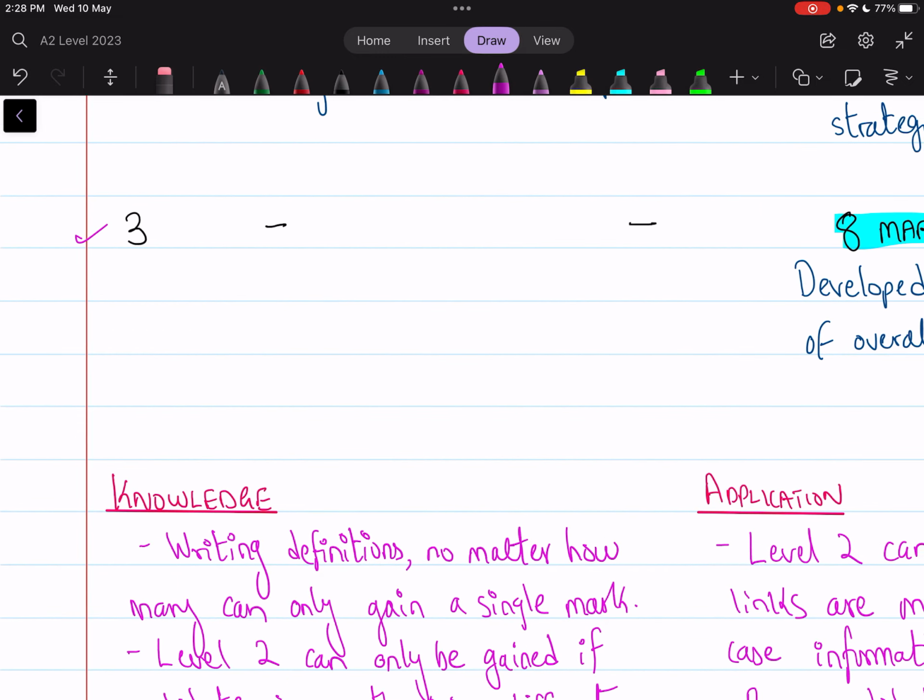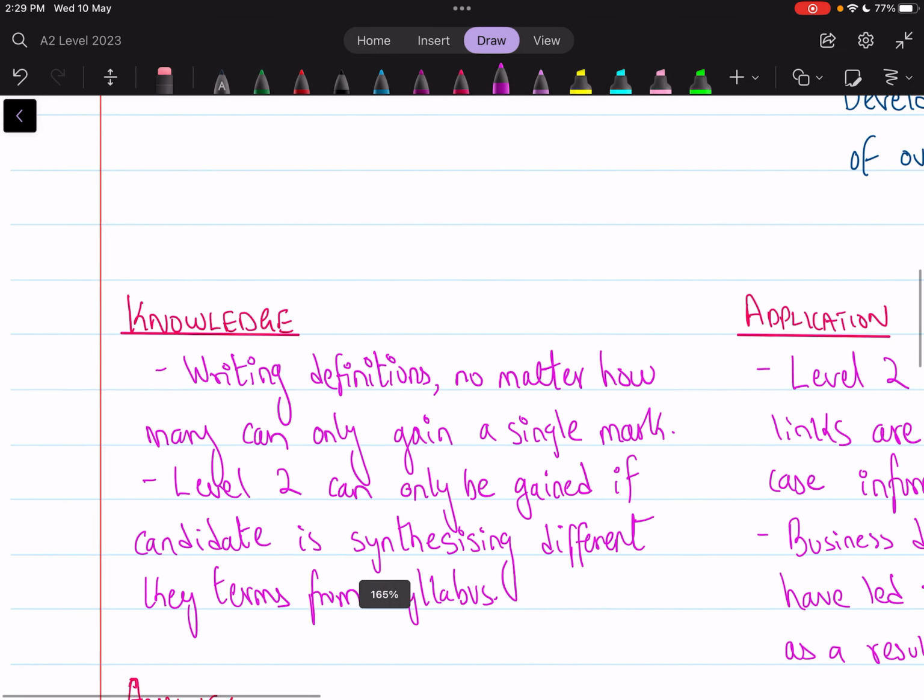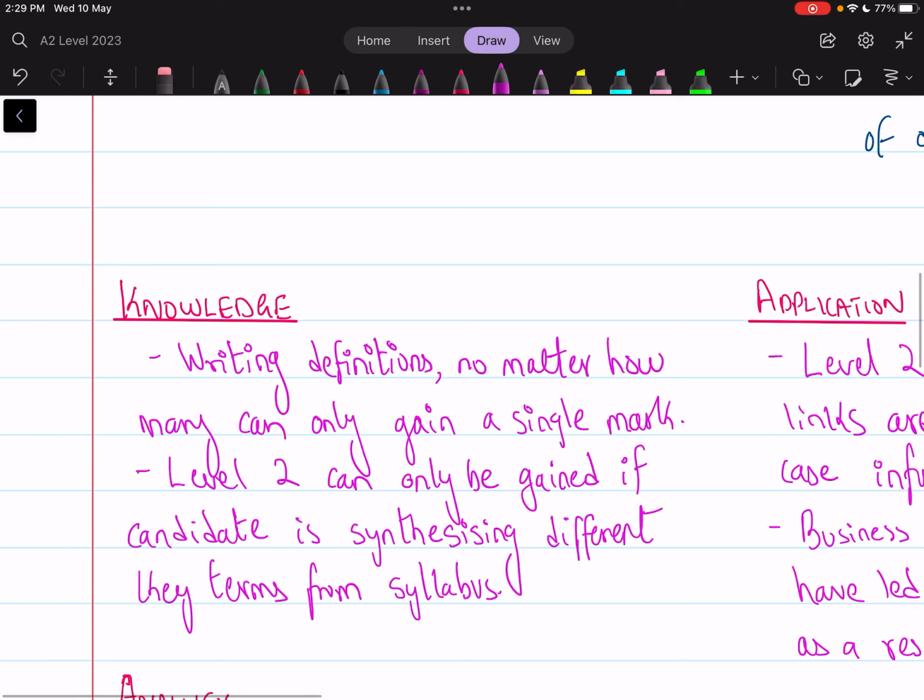Now, this section will also form a part of exam tips. Let me take you quickly towards knowledge. It is common to see that students start off their answers with definitions. If you're defining a lot of terms, such as corporate culture, business strategy, and strategic management, even if you write 10 definitions, you only get 1 mark.